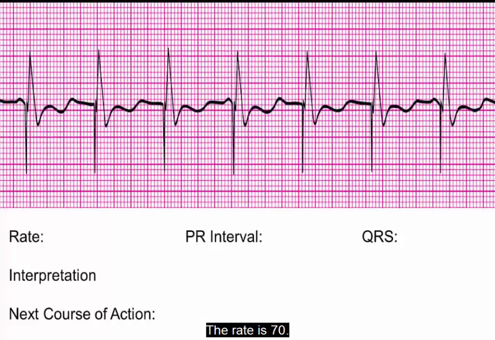The rate is 70, unable to determine the PR interval. The QRS is greater than 0.16. This is 100% ventricular paced. Continue to monitor the patient.